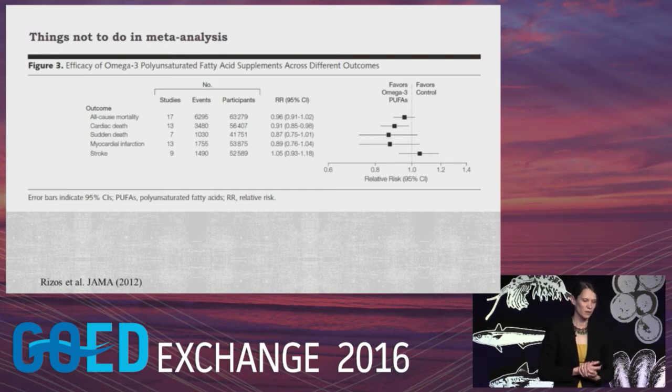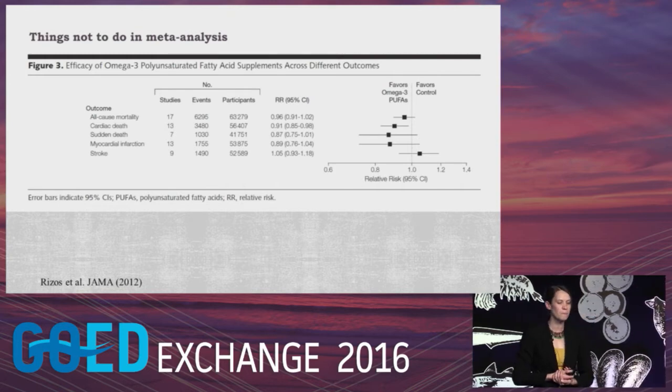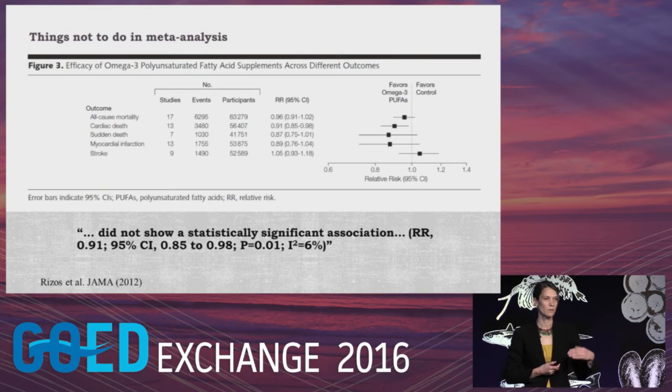And then there are others. So it's really confusing when you have this plot, but the authors conclude this did not show a statistically significant association. We have the relative risk, we have the 95% confidence interval, we have a p-value of 0.01, and we have very low heterogeneity between the trials. So this is really confusing, right? And if you read through the methodology, you see that they've done a p-value adjustment because they were testing multiple outcomes.